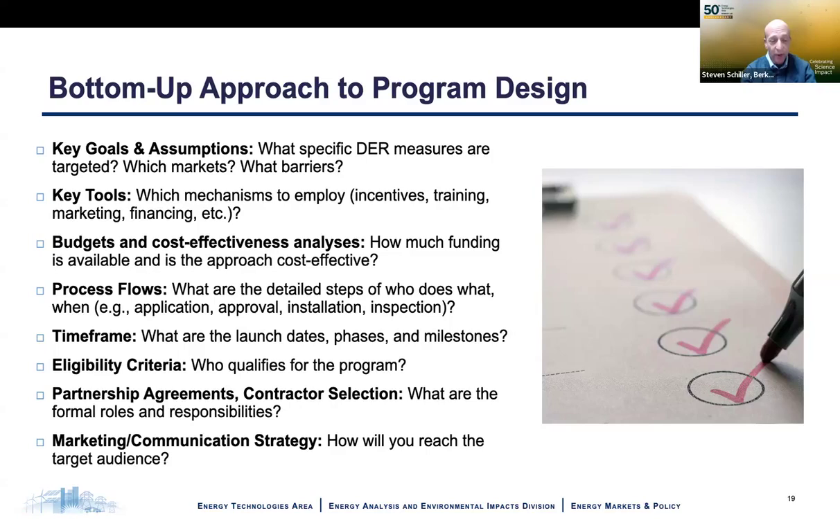If you're going to have a program, you're going to have eligibility criteria: who's qualified for the program, who can participate, who are your partners, who are you working with, and what are their roles and responsibilities. I have a little more about that coming up. And then again, the outreach, marketing, and communication strategy: how are you going to reach your audience?